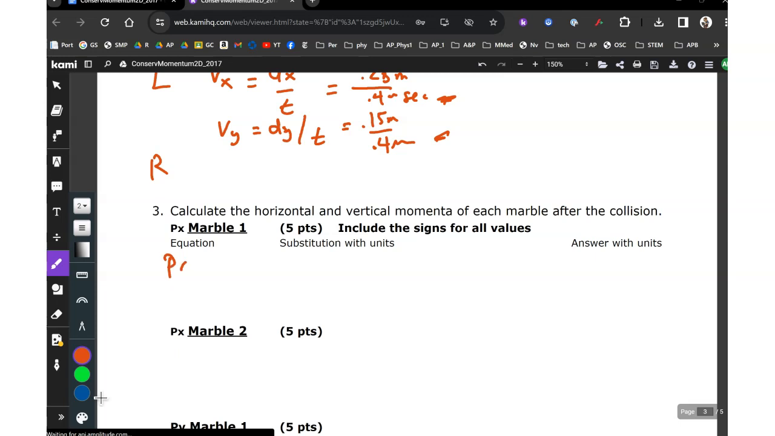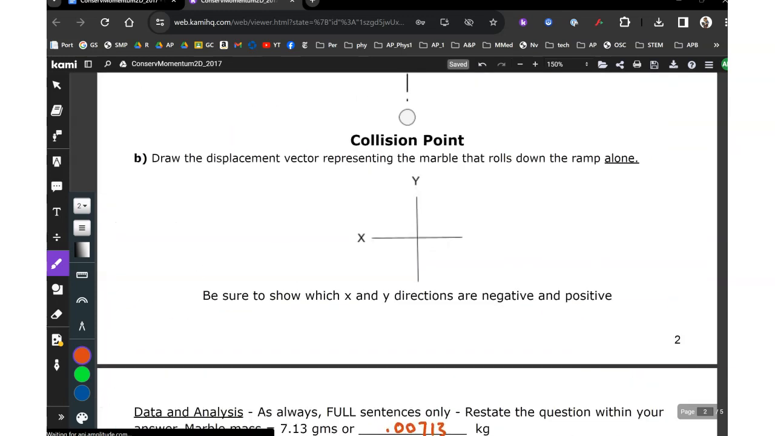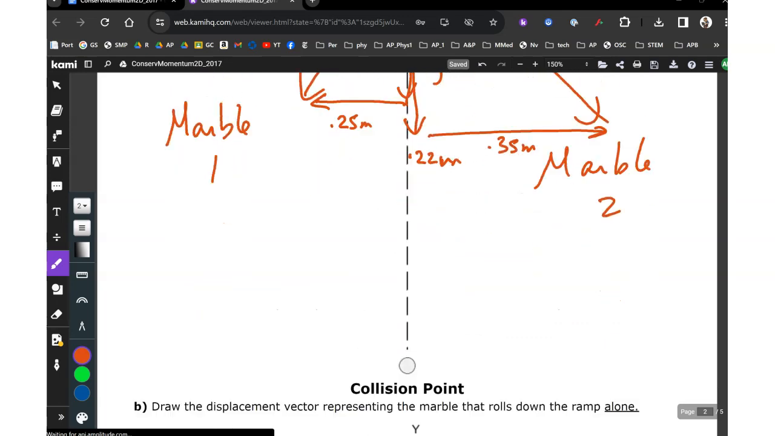Well, px equals m, the mass of the marble, times vx. Where are you going to get vx? Right over here. Are we calling the left marble 1? Let's see. Sorry for being so confusing. Yeah, we're calling left marble 1.